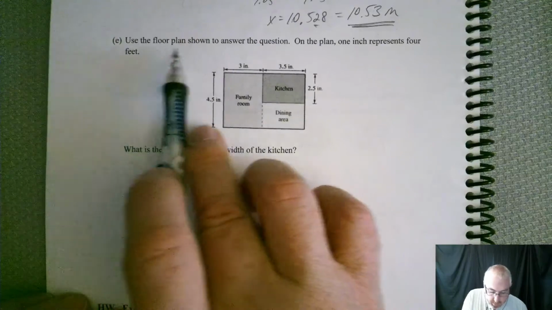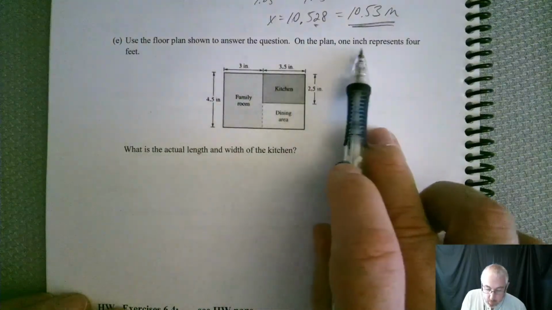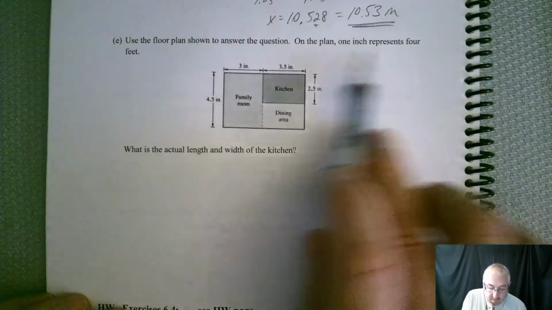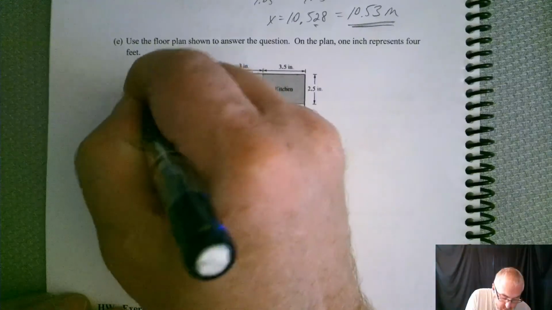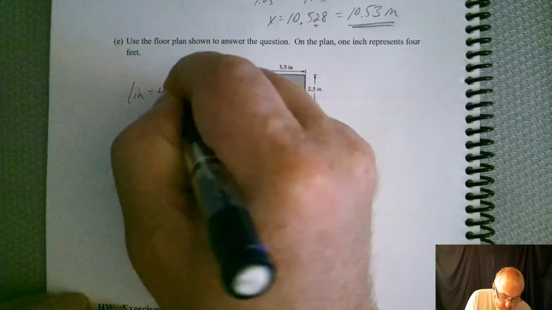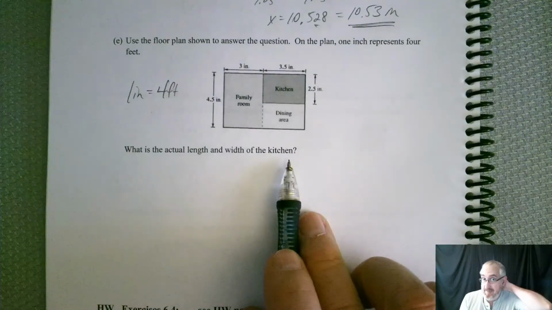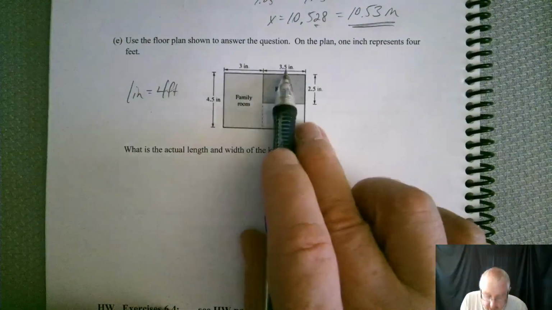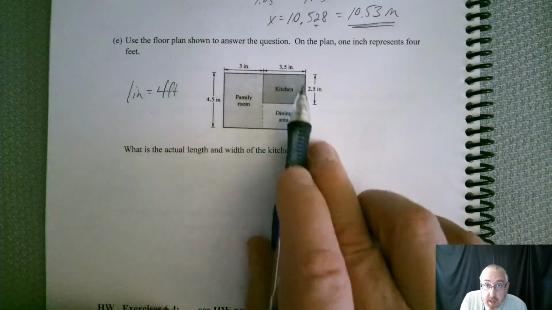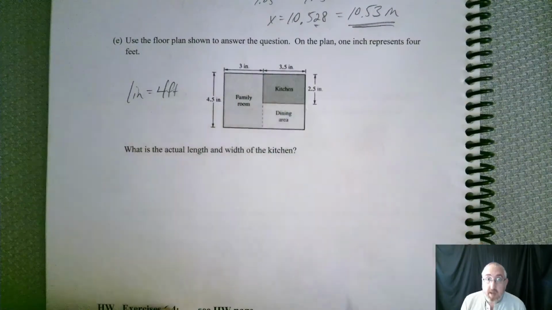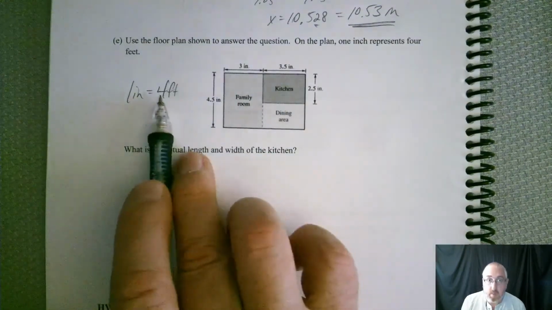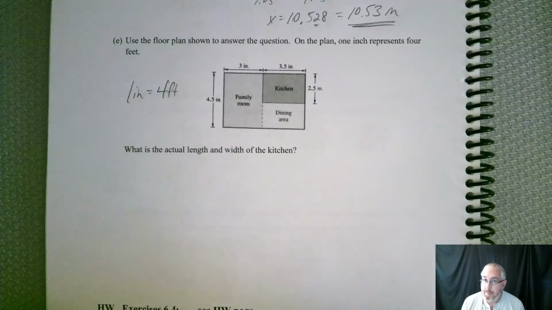Use the floor plan to answer the question. On the plan, 1 inch represents 4 feet. What is the actual length and width of the kitchen? So we're looking at just the kitchen. We got 3.5 inches there, and we had 2.5 inches there. And we know that 1 inch is 4 feet. So how can we do this?